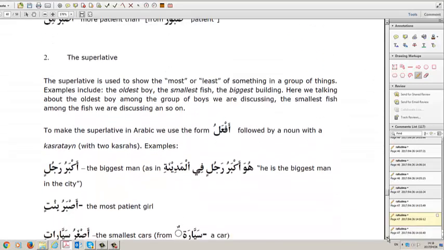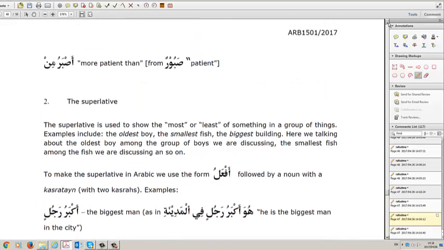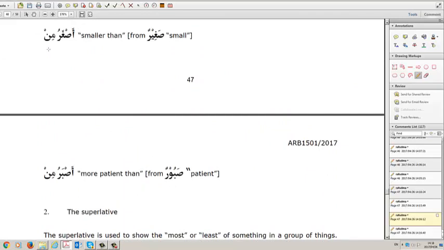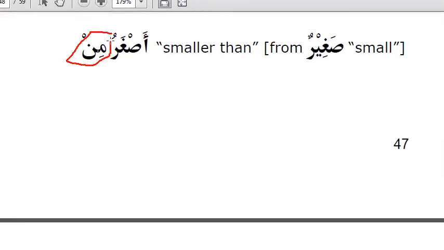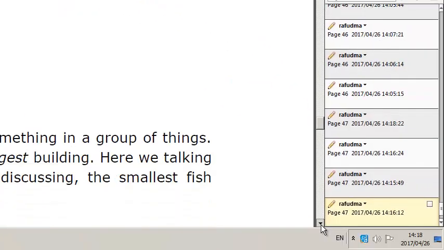Also, after I said walidihi, why walidi with the kasra? Because obviously min here is a preposition, so the word after it must take the kasra. Okay, so that's the elative or the comparative.